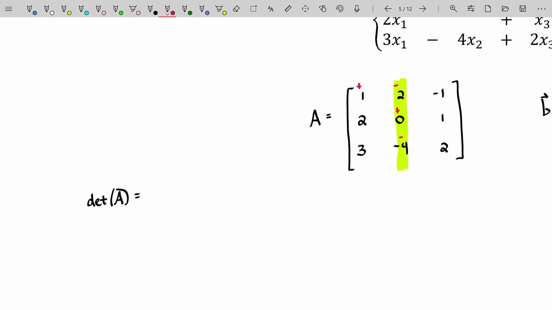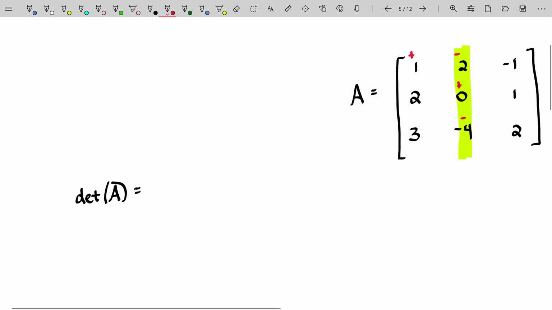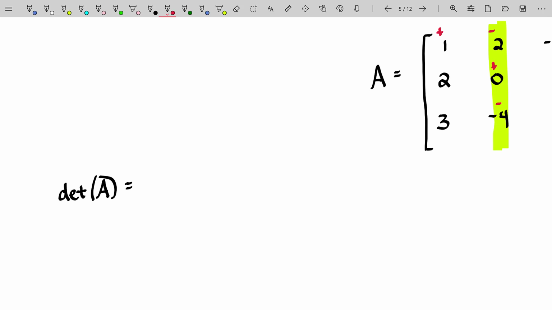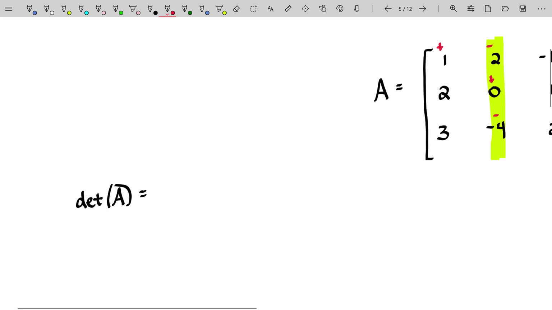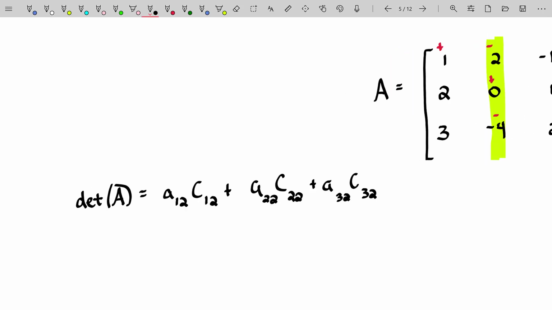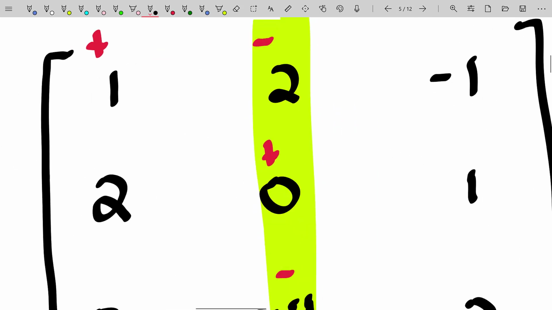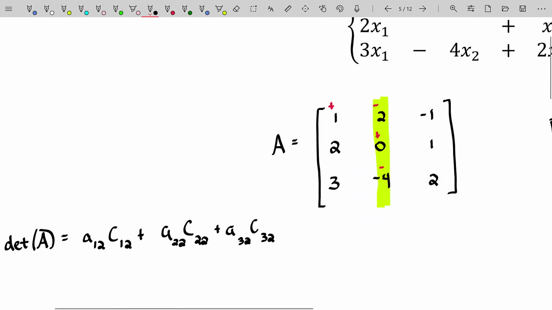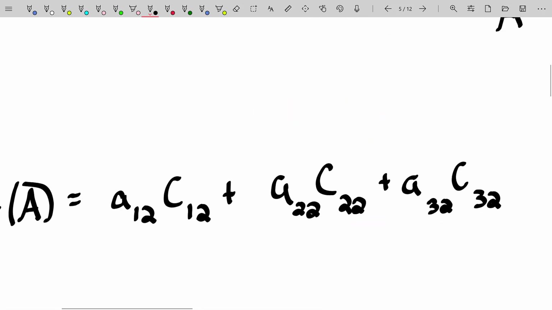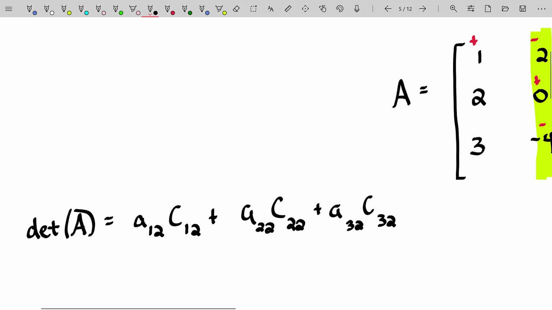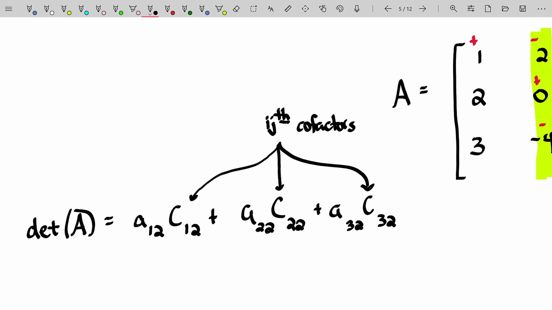And I want to use our official notation for the determinant because it's going to be useful in another couple pages here. So the determinant of A, if I expand about the second column, will be the following, where A12, A22, and A32 are just these entries 2, 0, and -4, and C sub 12, C sub 22, and C sub 32 are the cofactors for our matrix A. It's the 1-2 cofactor, the 2-2 cofactor, and the 3-2 cofactor.